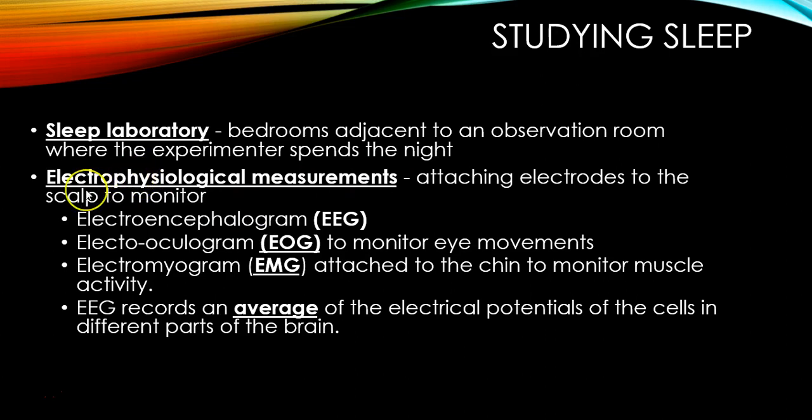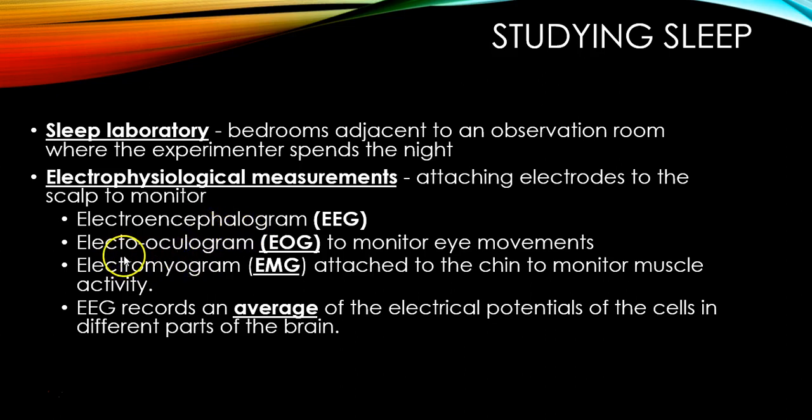So how do we study sleep? Again, we can't ask people really what's going on while they're sleeping. So instead we take electrophysiological measurements where we attach electrodes to the person, in different places. We attach them to their scalp. Those are called EEG, electroencephalograms. We attach electrodes to the scalp, and they're basically just glued to the scalp, and that will measure brain waves.